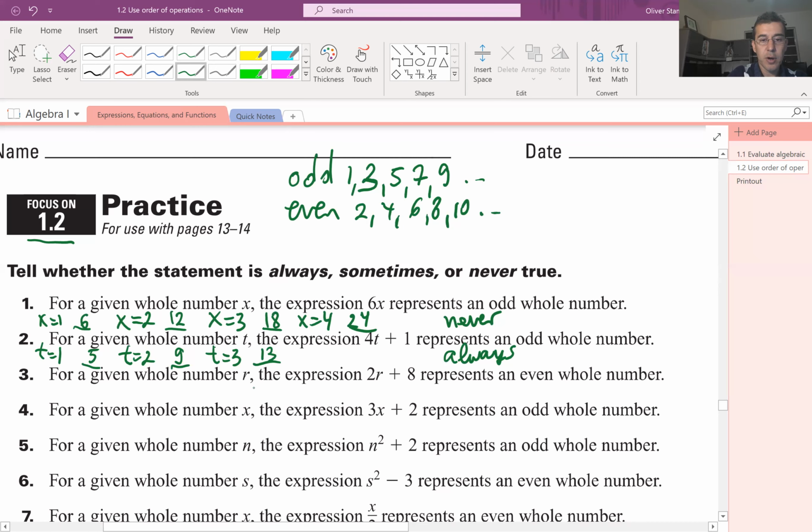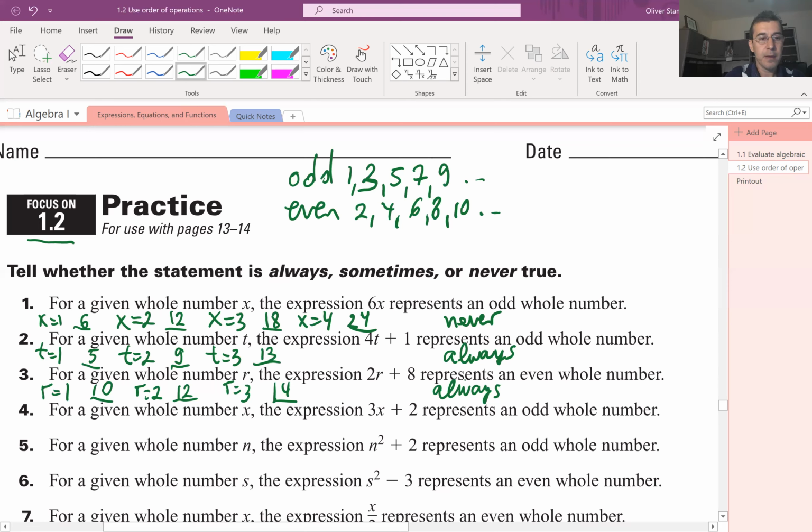So for a given whole number r, the expression 2r plus 8, let's try a couple. r is 1. 2 times 1 is 2 plus 8 is 10. If r is 2, 2 times 2 is 4 plus 8 is 12. If r is 3, 2 times 3 is 6 plus 8 is 14. So we can see it's always even numbers. So this is always true. Next, for a given whole number x, the expression 3x plus 2 represents an odd whole number.